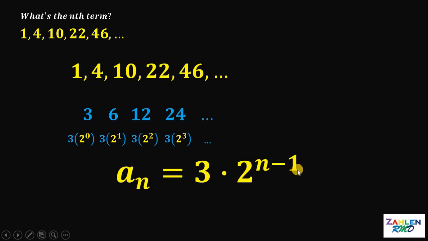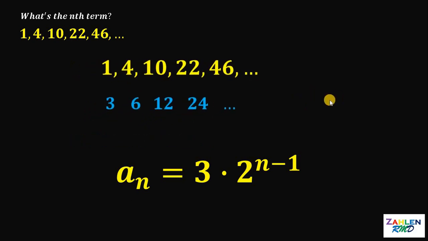Why n minus 1? Because if we let n equal 1, we get 3 times 2 raised to 0. If we let n equal 2, we get 3 times 2 raised to 2 minus 1, or simply 2 raised to 1. If we let n equal 3, we get 3 times 2 squared, and so on and so forth. Now take note that this pattern will not give us the terms 1, 4, 10, 22, 46, and so on and so forth. So we're going to compare 3, 6, 12, 24 to our original sequence.